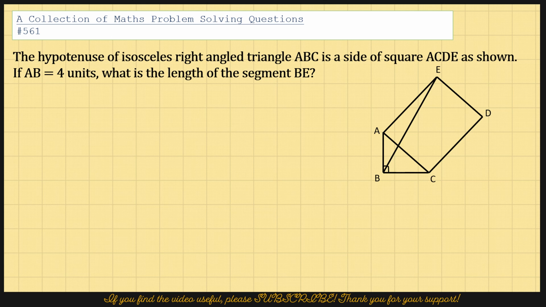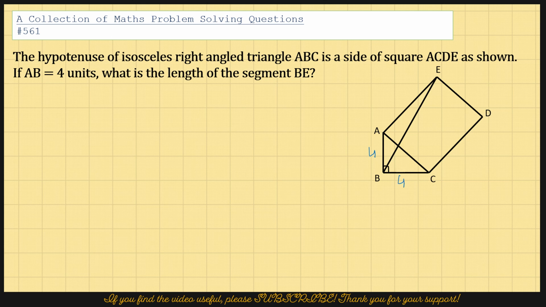The hypotenuse of isosceles right angle triangle ABC is a side of the square ACDE as shown. If AB is 4 units, what is the length of the segment BE? So here what we've been given is AB is 4, and therefore triangle ABC is isosceles. That would mean BC is also 4 and it's right angled.